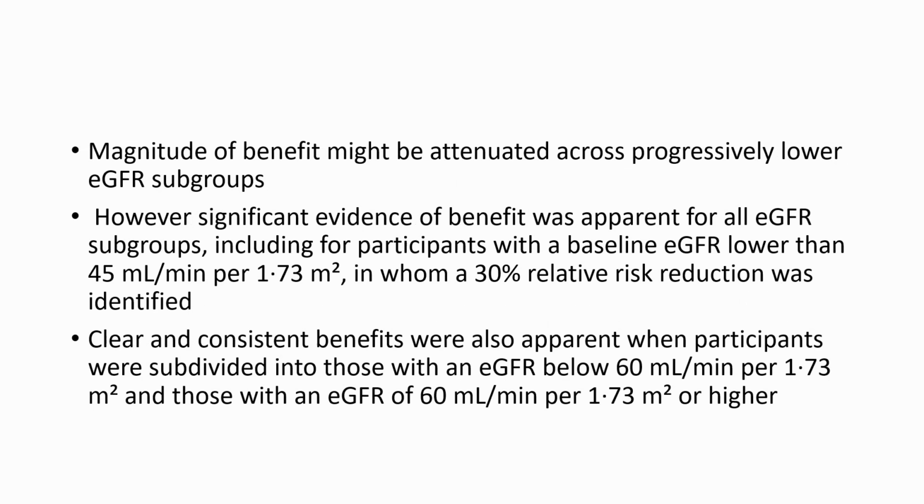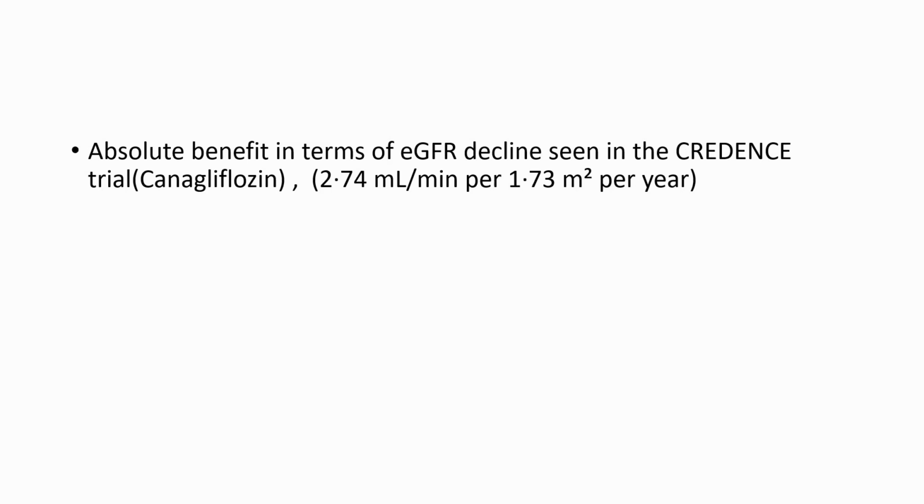Magnitude of benefit might be attenuated, in that the benefit is more in patients with high EGFR and it declines as the EGFR declines. However, significant evidence of benefits was apparent for all EGFR groups, including for participants with baseline EGFR lower than 45 ml per minute per 1.73 meter square, in whom a 30% relative risk reduction was identified. Clear and consistent benefits were also apparent when the participants were subdivided into those with EGFR below 60 and EGFR 60 and above. Absolute benefit in terms of EGFR decline was seen in the fourth study, CREDENCE, which took canagliflozin into consideration. That is 2.74 ml per year.